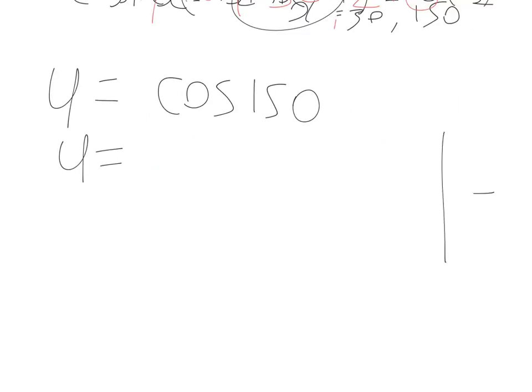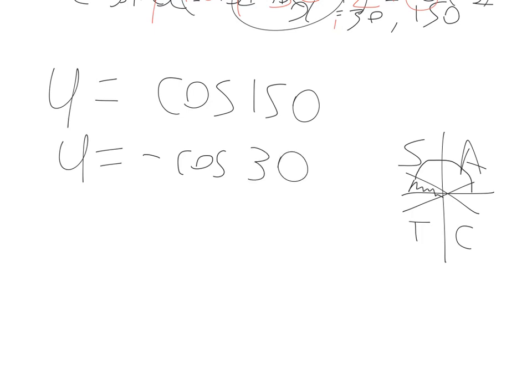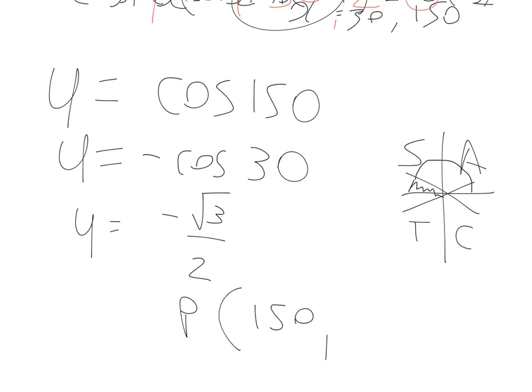Cos 150, so I need to find the exact value for that. So 150 degrees lies in the sine quadrant, so that means cos is negative. The acute angle is 30 degrees. Cos 30 is root 3 over 2, so that's minus root 3 over 2. So P has got an x coordinate of 150 and a y coordinate of minus root 3 over 2, and that's the final answer to the question.